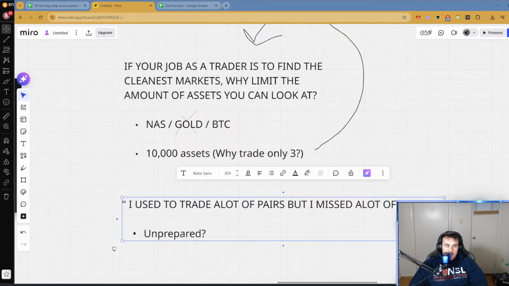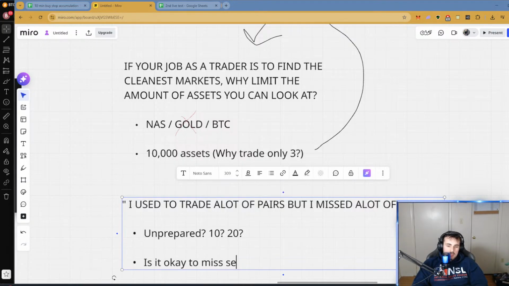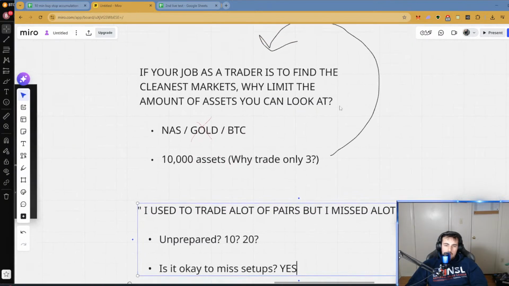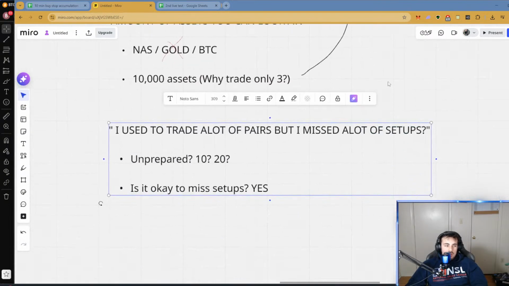Because I know traders who look at 100 assets a day, and they may only take a trade on one. And you're telling me looking at maybe 10 to 20 markets is too hard because you're missing a lot of setups? Well, let me tell you another thing. Is it okay to miss setups? Yes. Because regardless of whether you're only trading 3 assets or 30 assets, you're going to miss setups regardless.